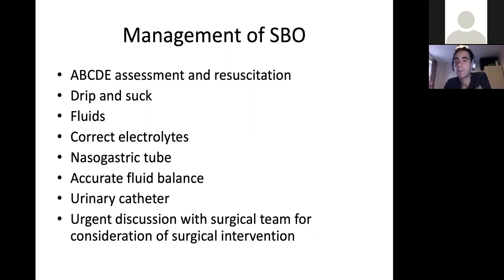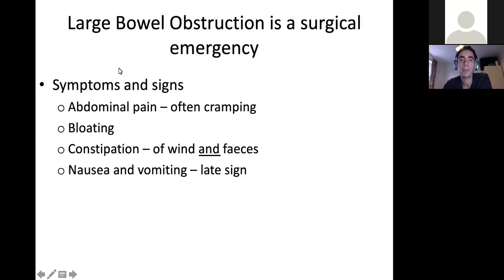And if the patient is not with the surgical team, involve the surgical team. If the obstruction is not relieved, as in it's not just a simple adhesional small bowel obstruction that is relieved by the drip and suck management, the patient will probably need surgical management.